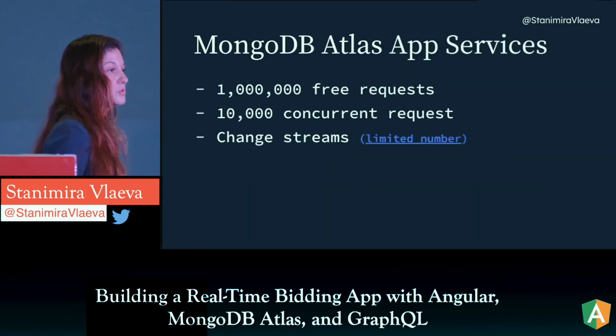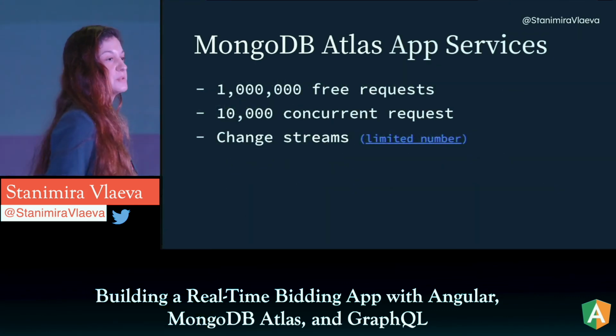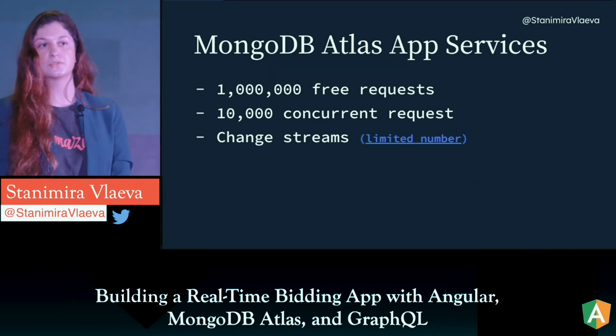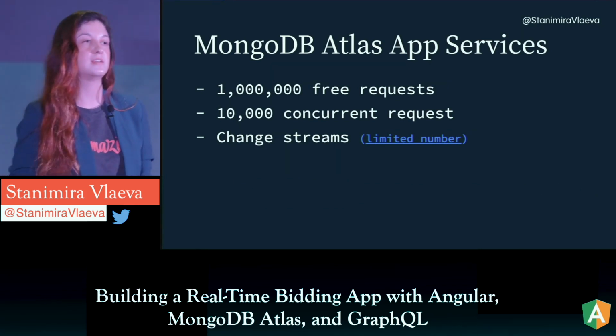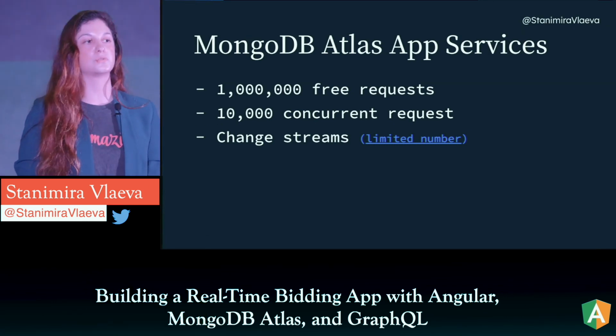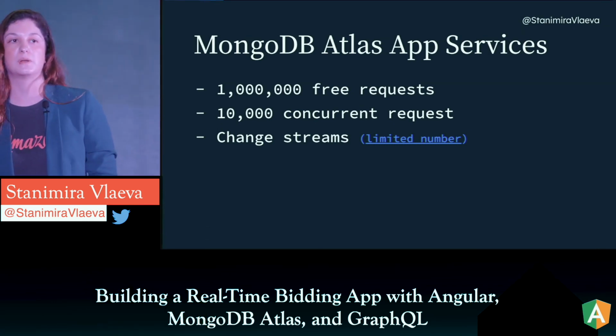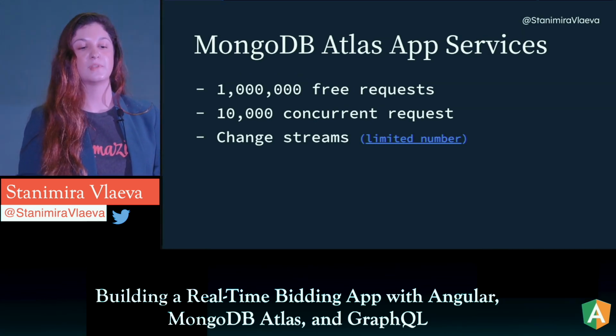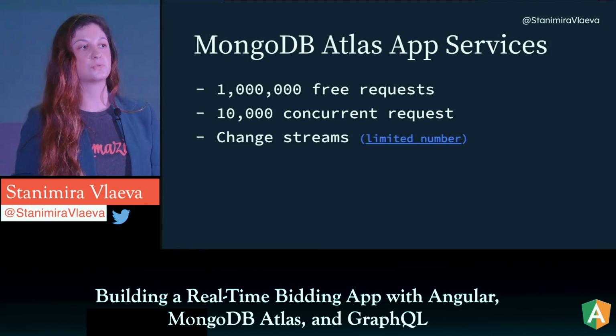All right, we will also use Atlas App Services. These are a sort of backend services that you can use for free if you sign up for Atlas. You get 1 million free requests, and it also allows you to send 10,000 concurrent requests, which is more than the people in this room, so we are safe there. We also have access to change streams.